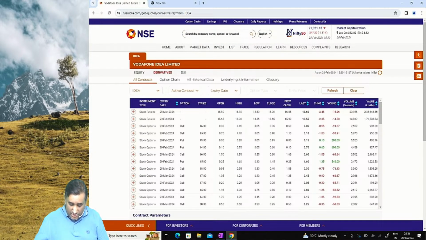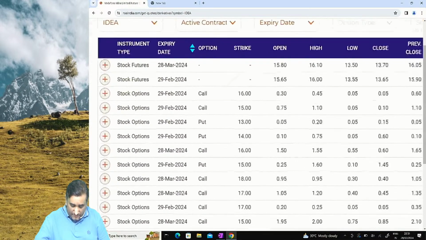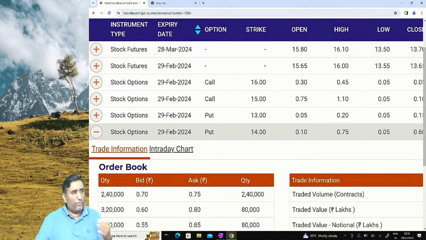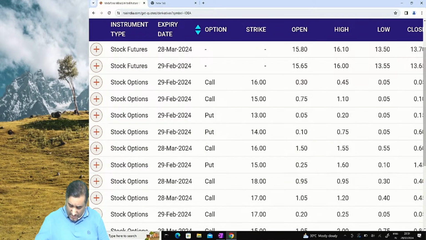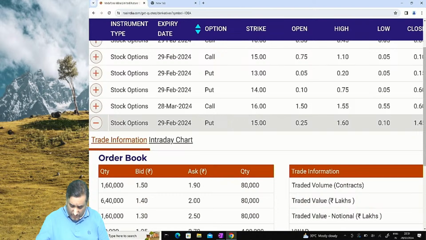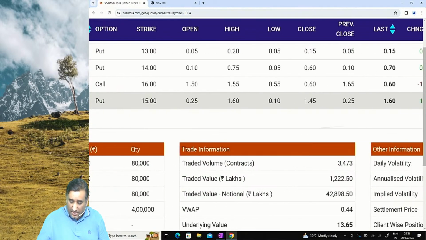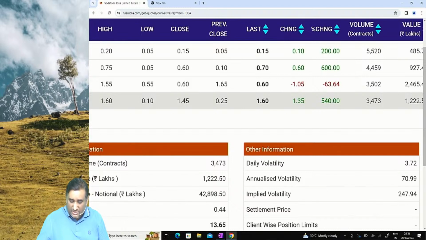Let me look at something in the option market. Yesterday the price was around 15.78, and the 15 rupees put, the strike price is 15. We'll cover this in the option market chapter because that time the screen would not be there. It opened at 25 paisa. The high was 1.60, the low was 10 paisa, and it jumped up 540%.